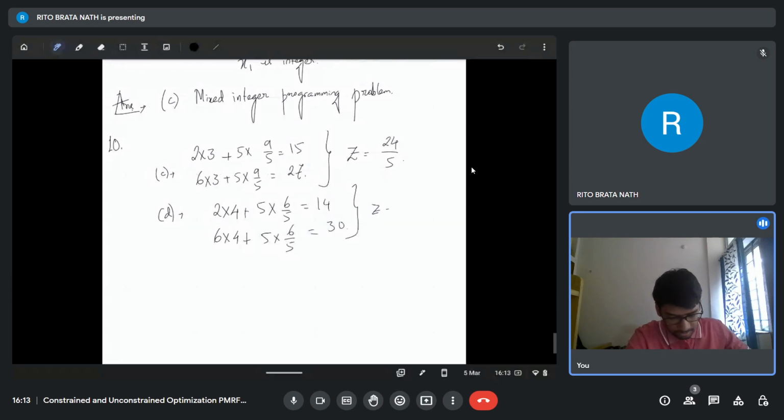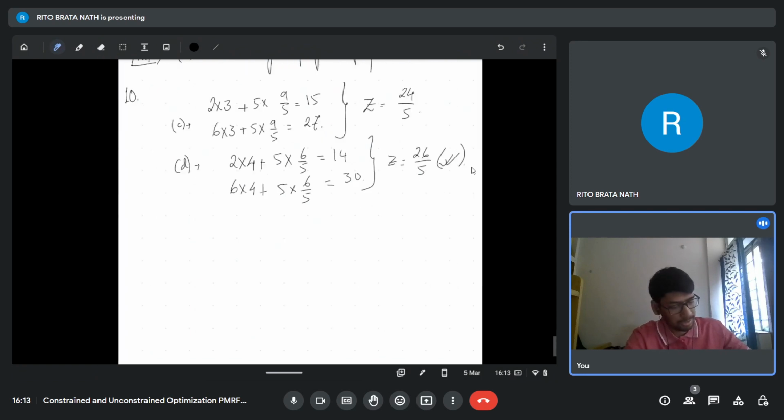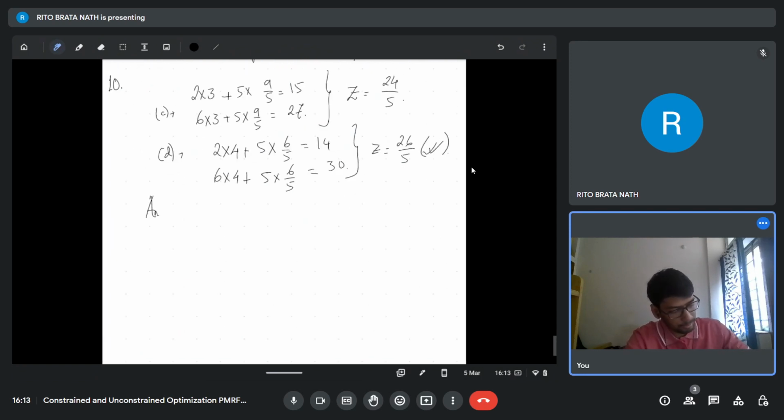For this, that is x1 plus x2, which is 26 by 5. So this one is greater, right? Since this is a maximization problem, the answer will be D. Okay, so that's one trick that you can use to solve this problem.